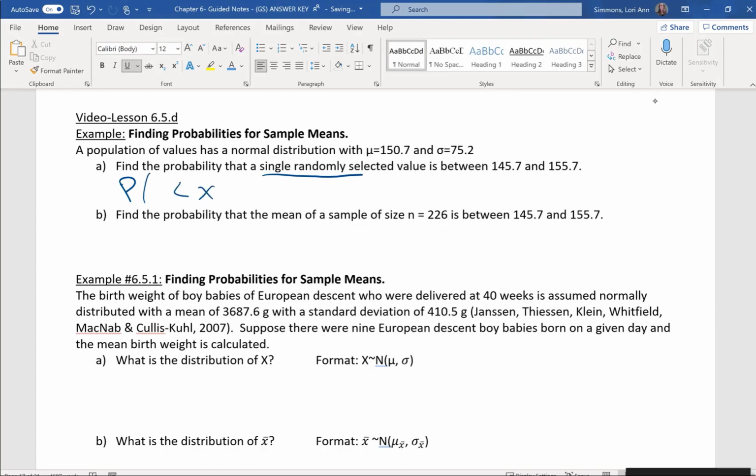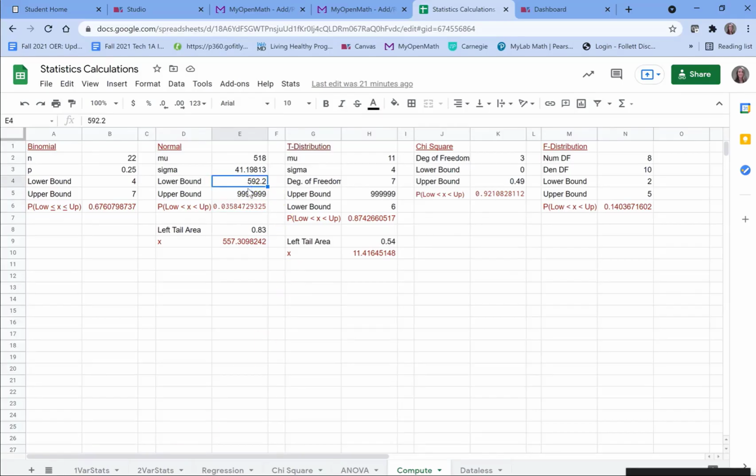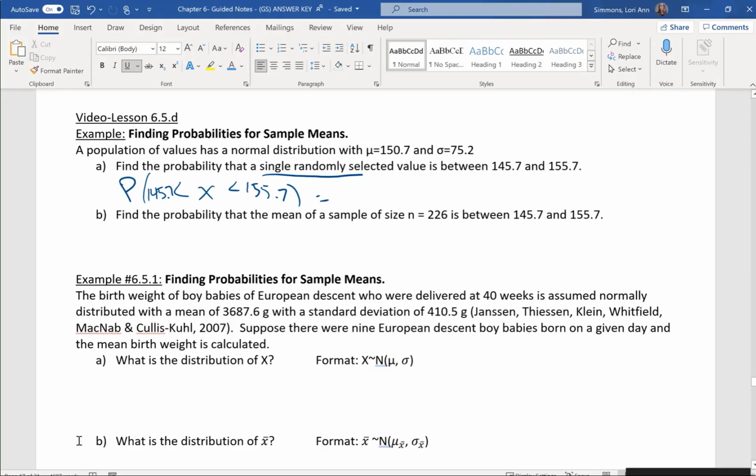Single value, so just x. You can open up your calculator sheet. Your lower bound is a smaller number because we're looking at in between, so 145.7 and then 155.7. You can plug in your mean of 150.7 and then standard deviation of 75.2. So you should get 0.053.